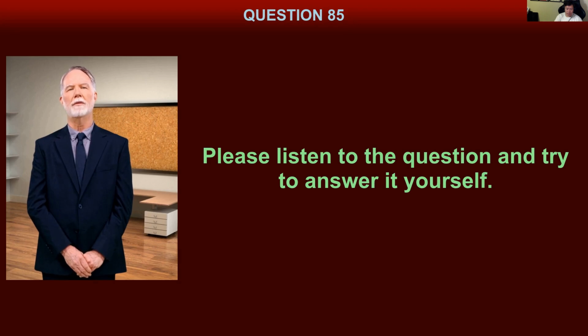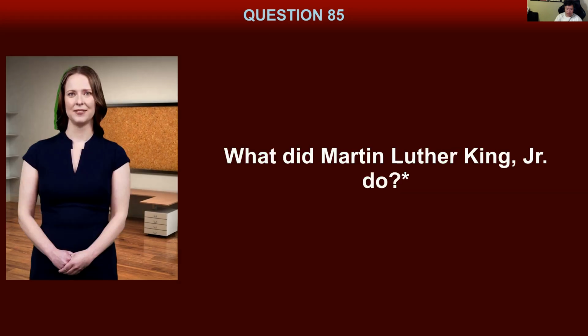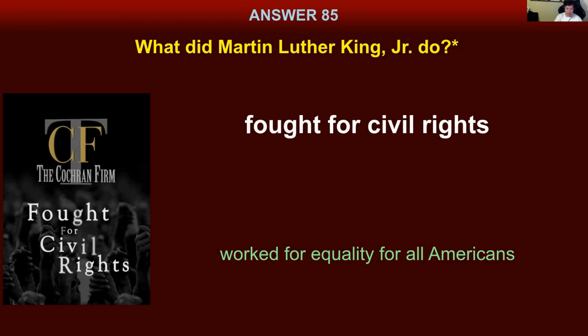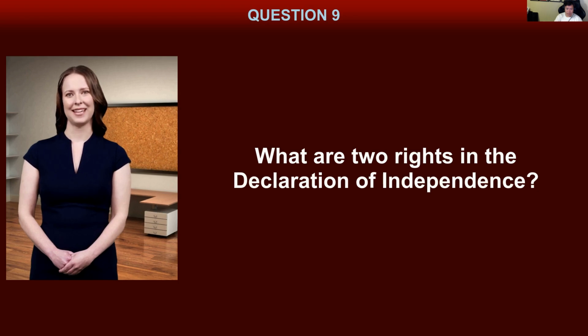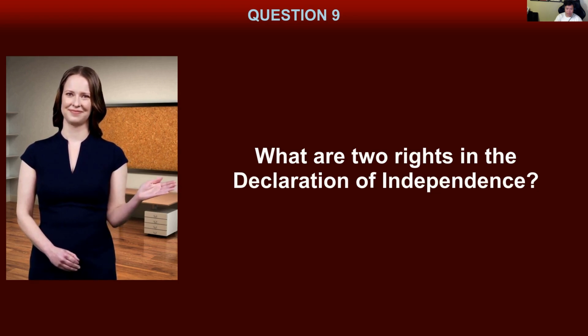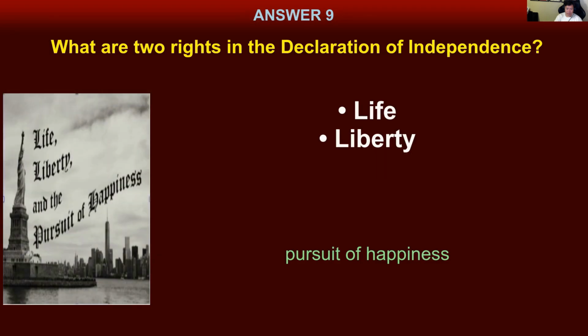What did Martin Luther King Jr. do? Fought for civil rights. What are two rights in the Declaration of Independence? Life, liberty.